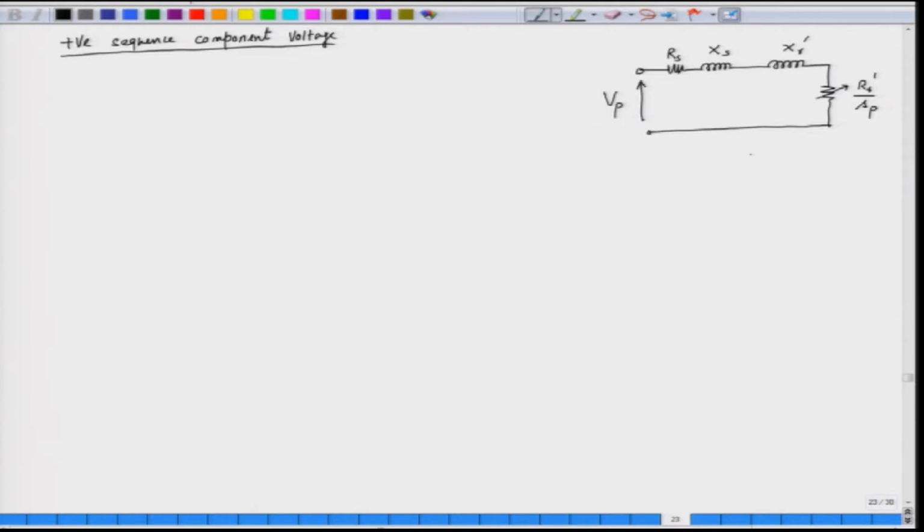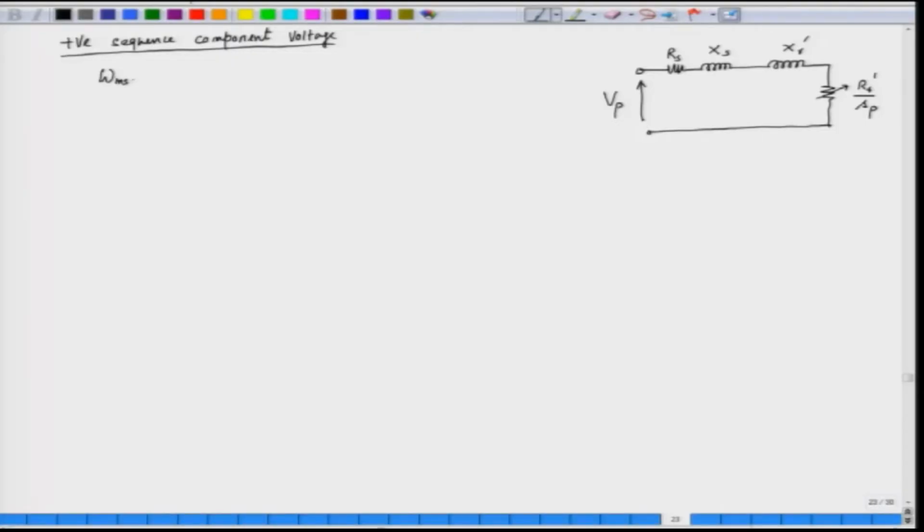The positive sequence voltage is responsible for a positive sequence field. So, the synchronous speed for the positive sequence component is the same as omega ms. So, what is the slip here? The slip in this case is omega ms p minus omega m by omega ms p, and since omega ms p equals omega ms, that is omega ms minus omega m by omega ms. So, the positive sequence slip is the same as the normal slip of the induction motor.